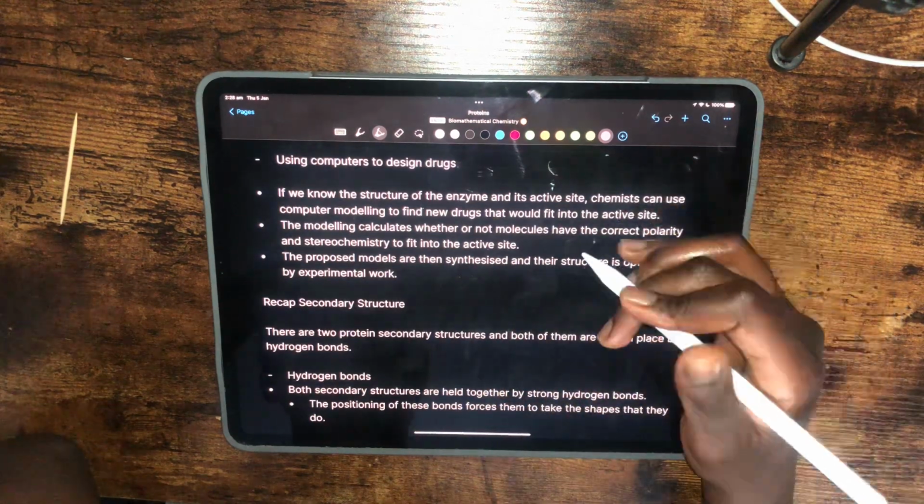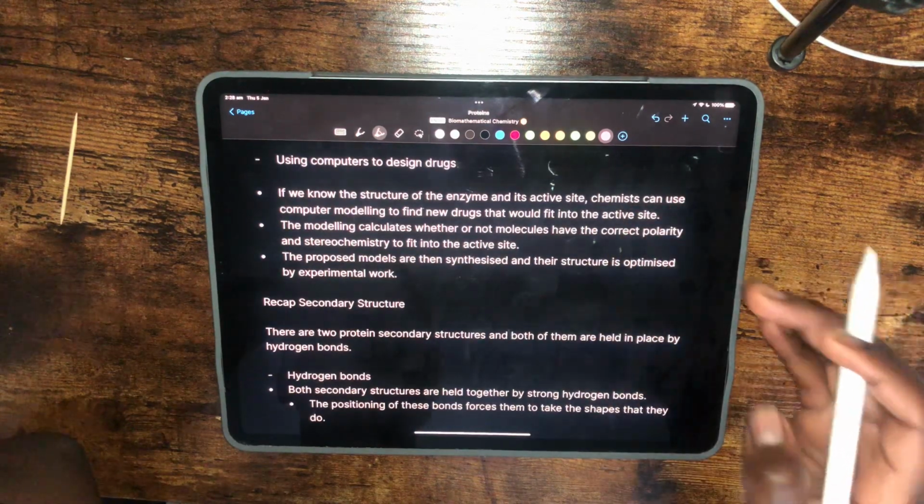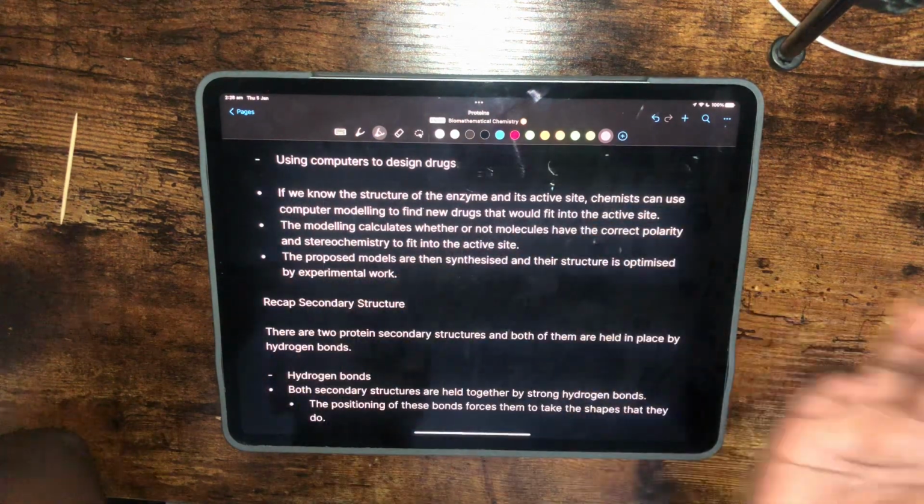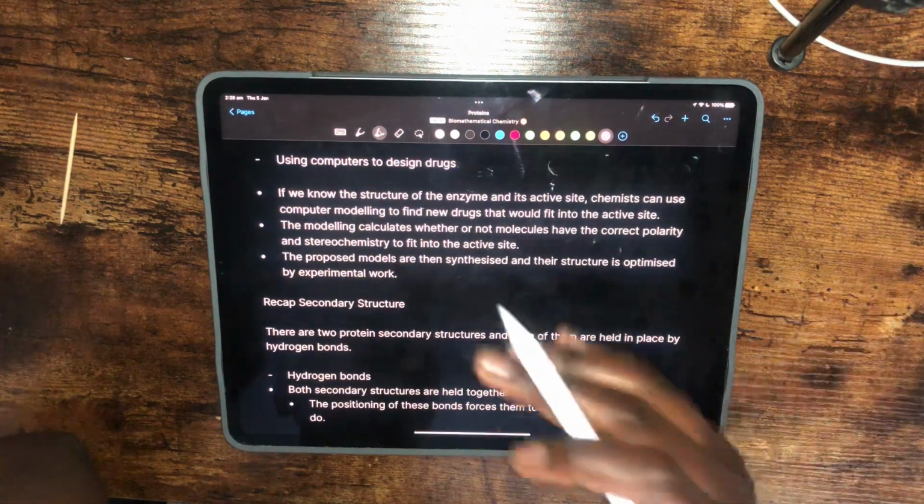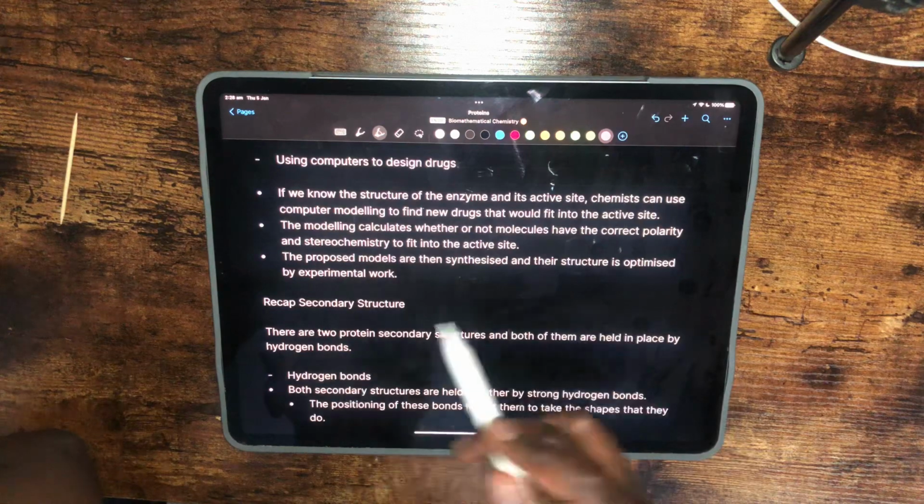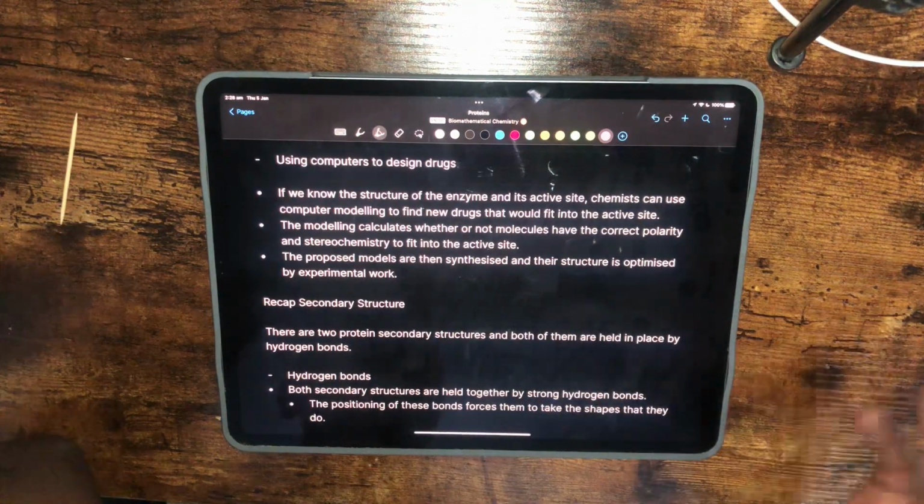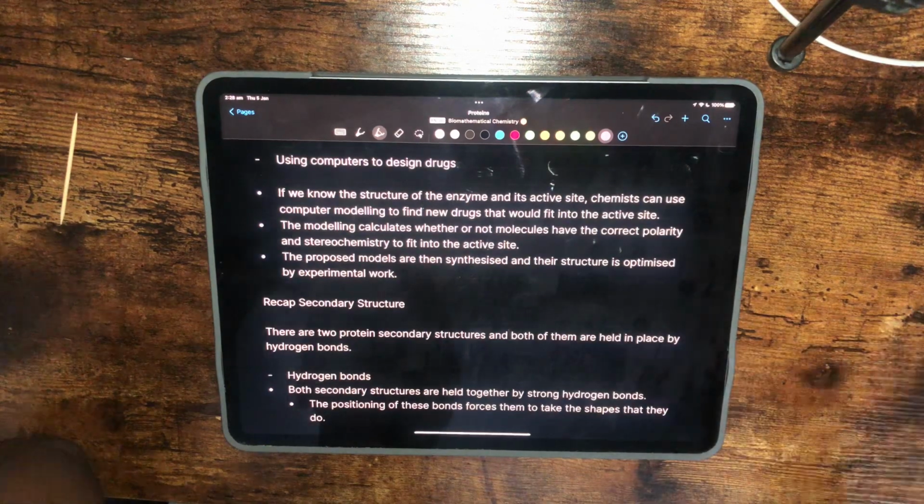Now, you don't need to know the specific parts of this point. I just put it here so people can understand. What you all need to know here is that you can use computers to design drugs. You don't need to go specifically into these points here. The proposed models are then synthesized and the structures optimized by experimental work. But it's just understanding here that computers are used to design drugs.